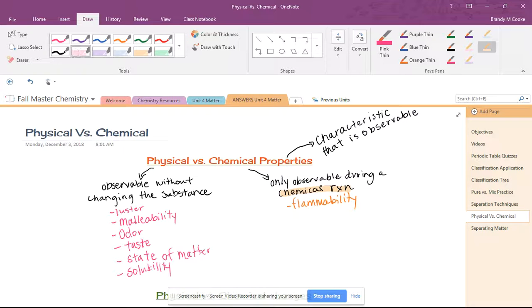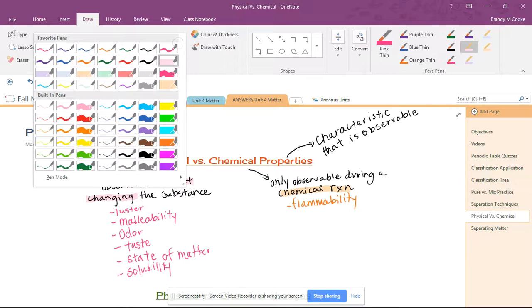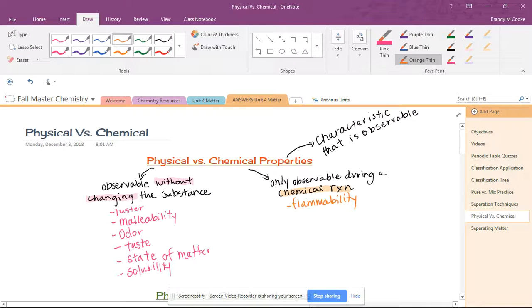Whereas these guys over here, they're observable without change. I just can look at something and it's shiny, and so I know its luster, at least comparatively to something else. So a couple other things here. We have flammability. What else do we have? We have toxicity. We have pH, which is how acidic or basic something is. We have its reactivity, which is how reactive it is.